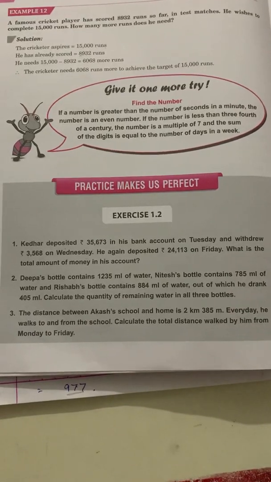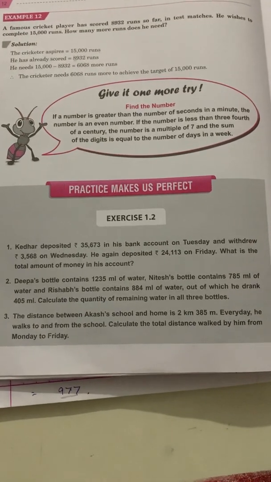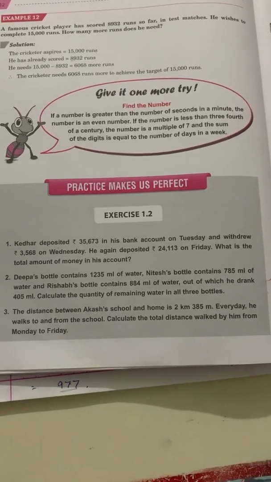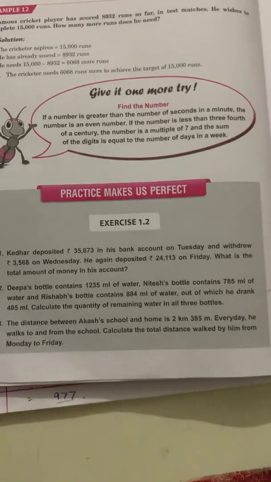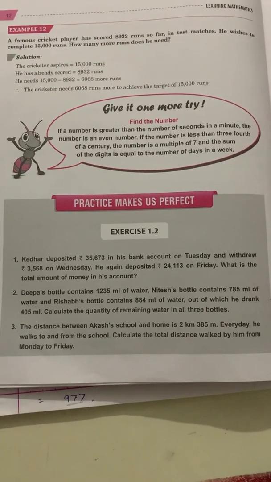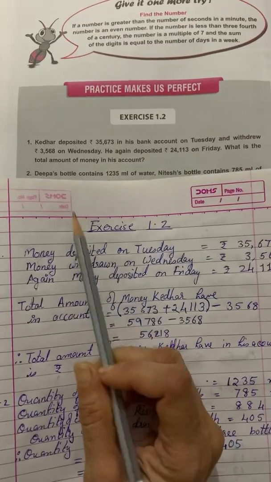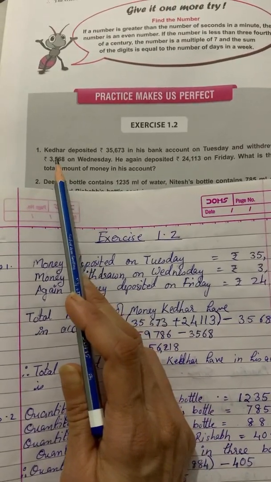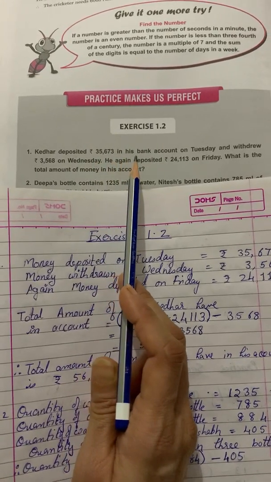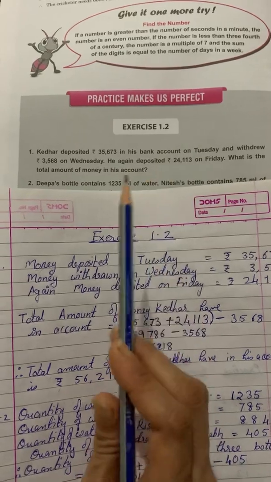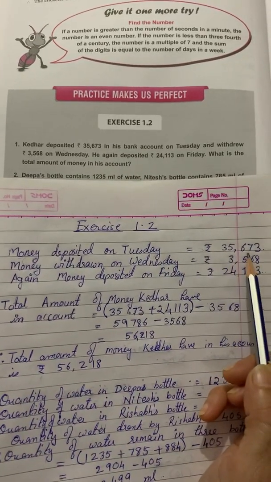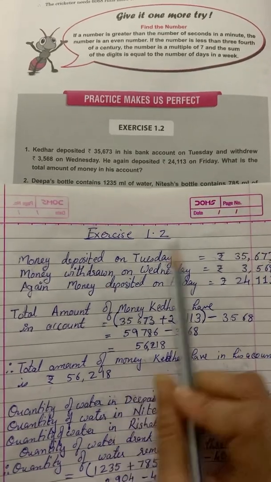Now students, in the question they have said that Kedar deposited some money on Tuesday, then he took some money back on Wednesday, and again he deposited some on Friday. So here we have to do addition and subtraction together. In the question it is given, Kedar deposited rupees 35,673 in his bank account on Tuesday. So how will you write? Money deposited on Tuesday is how much? 35,673.